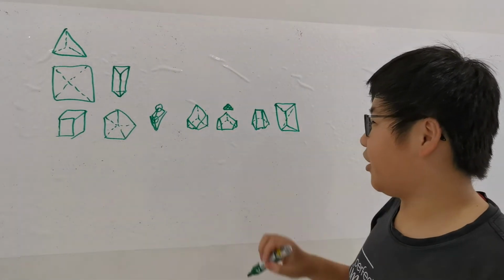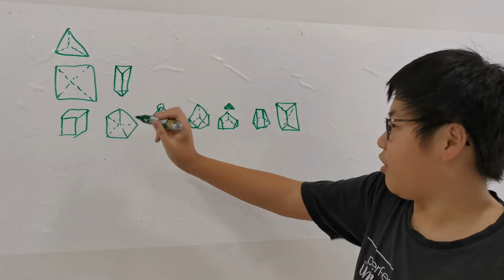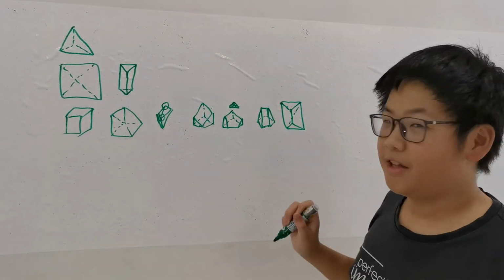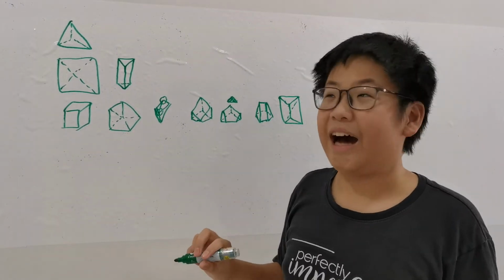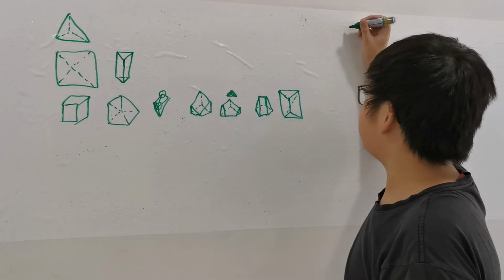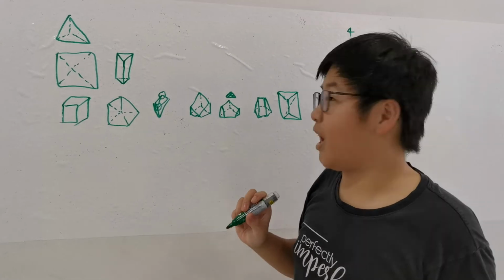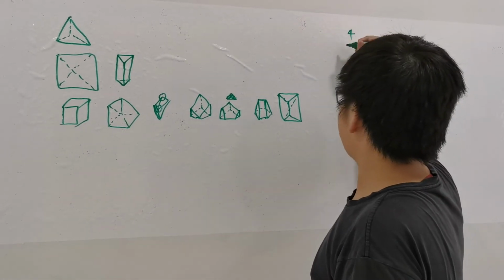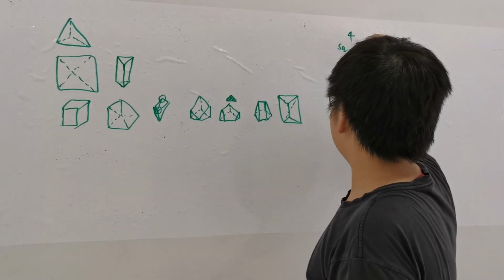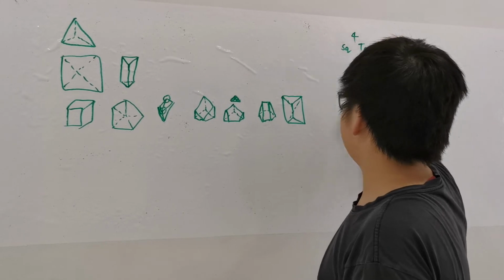Now, we have 10 of these here. We have 1, 2, 3, 4, 5, 6, 7, 8, 9, 10. Can we arrange them in a triangle? The answer is yes. Then we put the tetrahedron on top because the tetrahedron is the start of it all. Then you put the square pyramid here and then the trigonal prism.